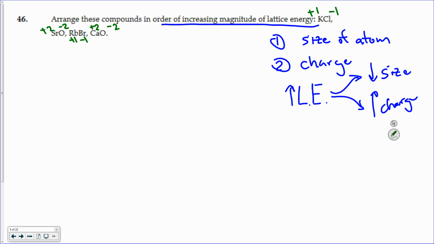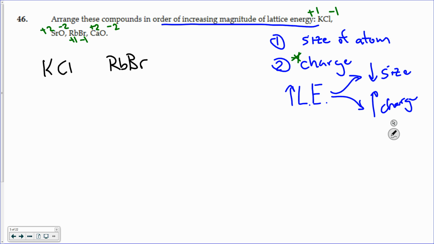So the ones that are +2, -2, those are the big boys. Okay, the charge is the most important factor. So those are going to be the last 2. So the first thing we want to do is look at the first 2 and find out which one's the least. Okay, so let's take the ones that are +1. So I've got KCl versus rubidium bromide. Okay, so they're both +1, -1.